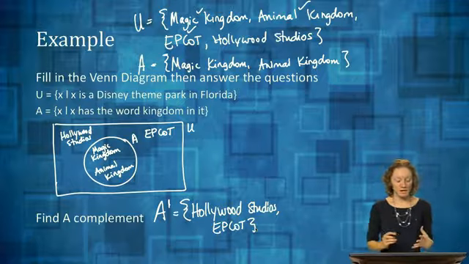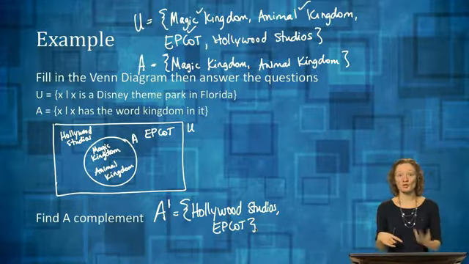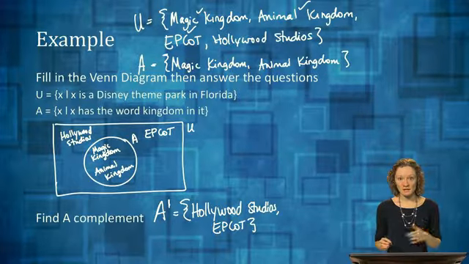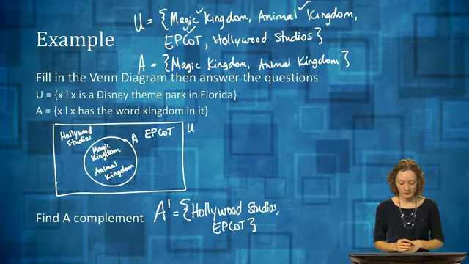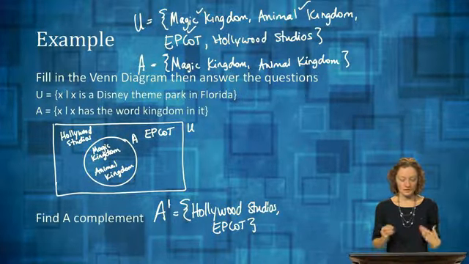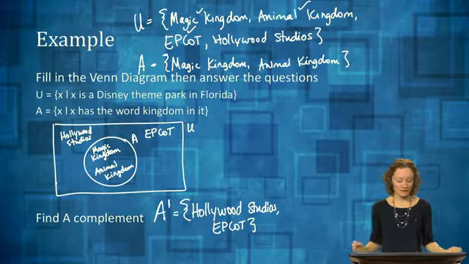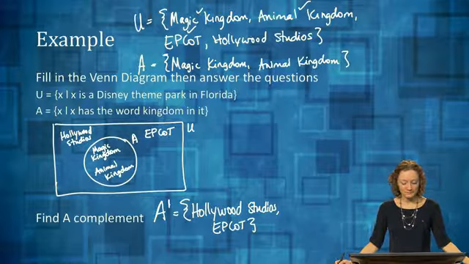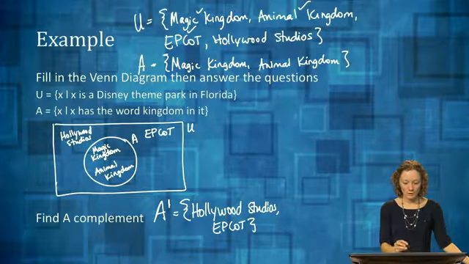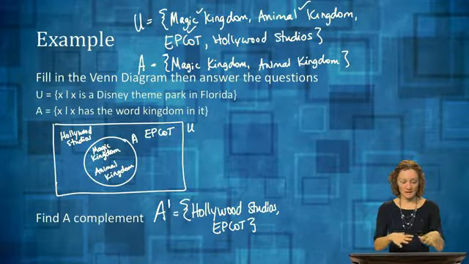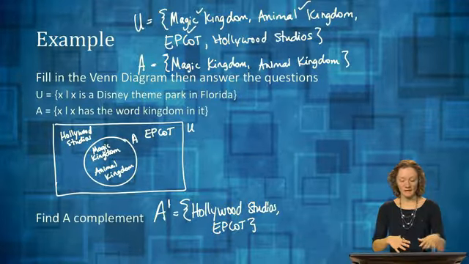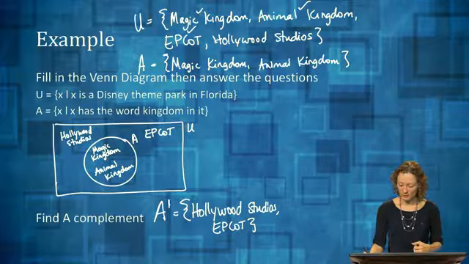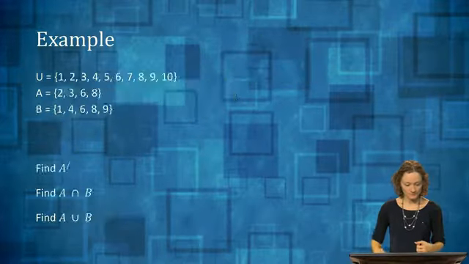You might be wondering if you could write them in a different order. Your thought first was to write Epcot and then Hollywood Studios. That's fine. Remember, the elements in a set can be in any order, as long as they're all there and you're using the right notation. All right, so there's one example of filling in a Venn diagram and answering questions about it. This was one with one set. Let's look at another one with two sets.